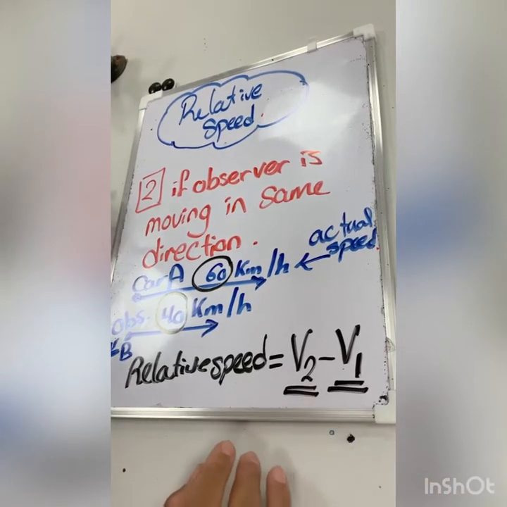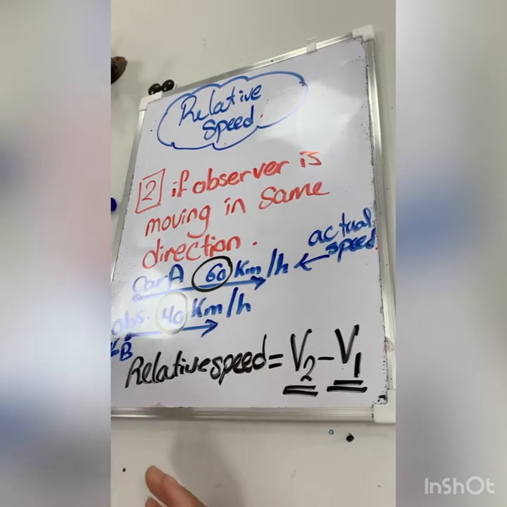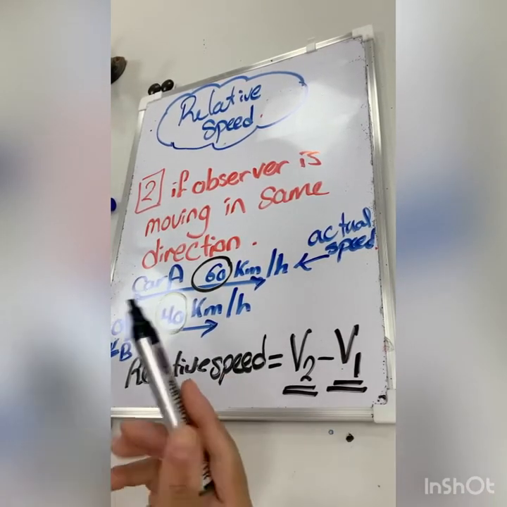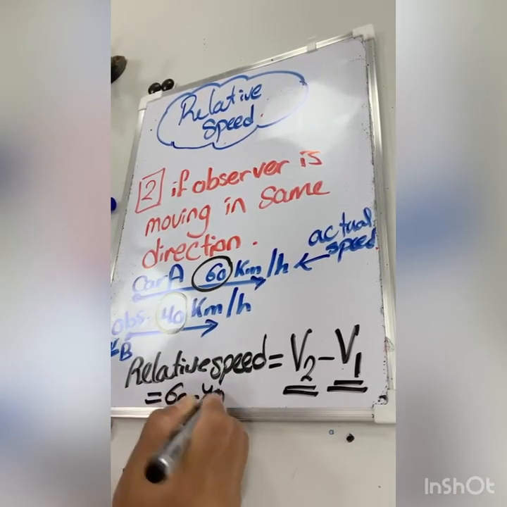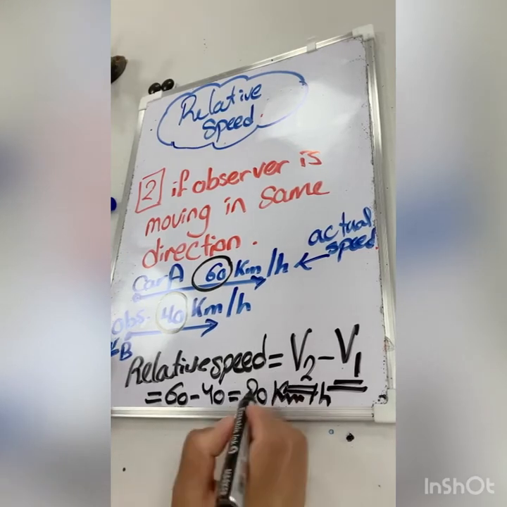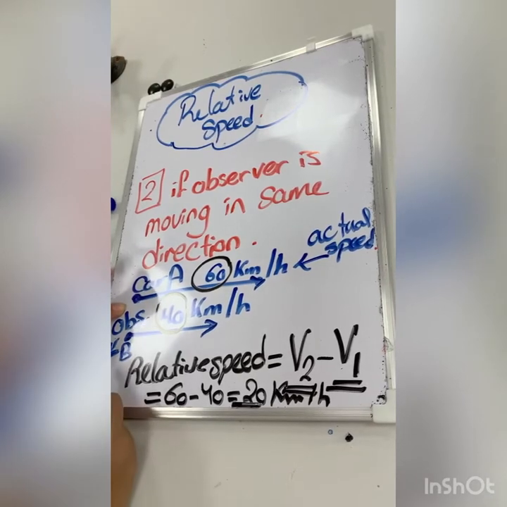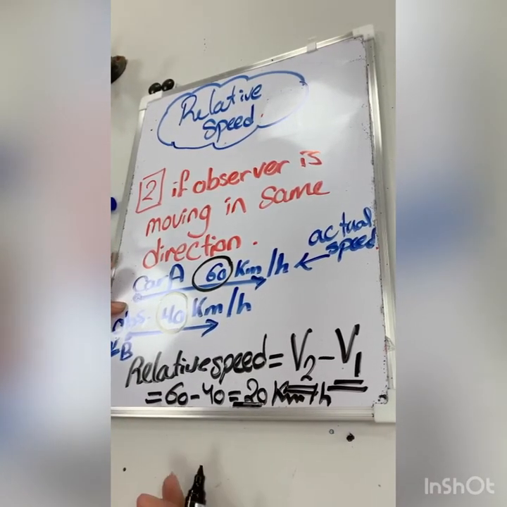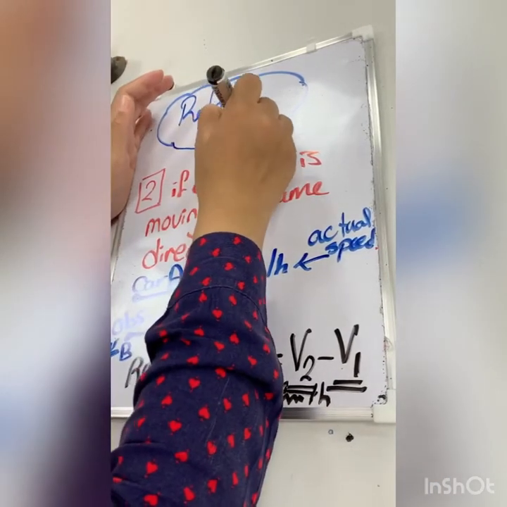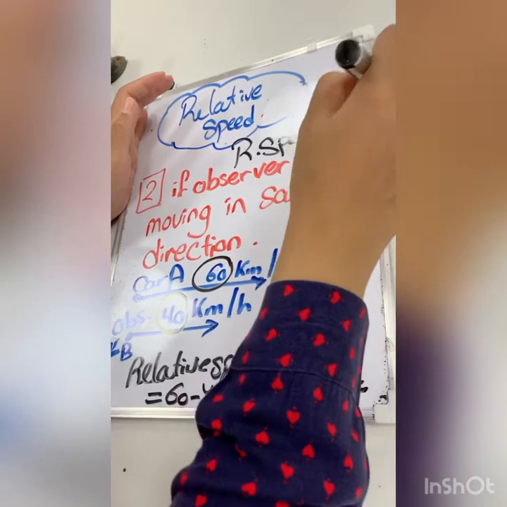So the relative speed relative to an observer will be, do you think, higher or lower than the actual speed? 60 minus 40 will equal the relative speed. 60 minus 40 equals 20 kilometers per hour. This means that the relative speed of car A relative to an observer in car B was 20 kilometers per hour, while the actual speed was 60 kilometers per hour. This means that the relative speed is lower than the actual speed.